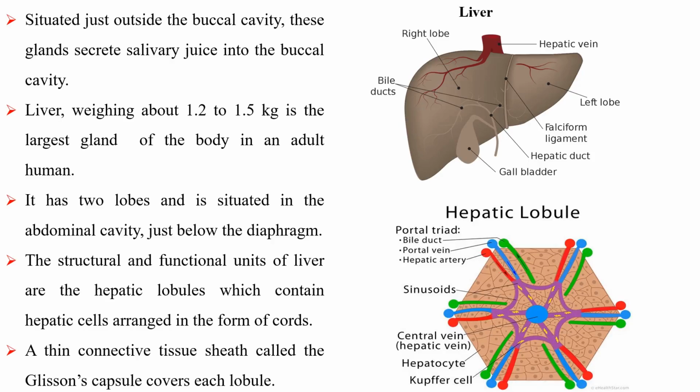Situated just outside the buccal cavity, these glands secrete salivary juice into the buccal cavity. The liver, weighing about 1.2 to 1.5 kilograms, is the largest gland in the body in an adult human. It has two lobes and is situated in the abdominal cavity, just below the diaphragm. The structural and functional units of the liver are the hepatic lobules, which contain hepatic cells arranged in the form of cords. A thin connective tissue sheath called Glisson's capsule covers each lobule.